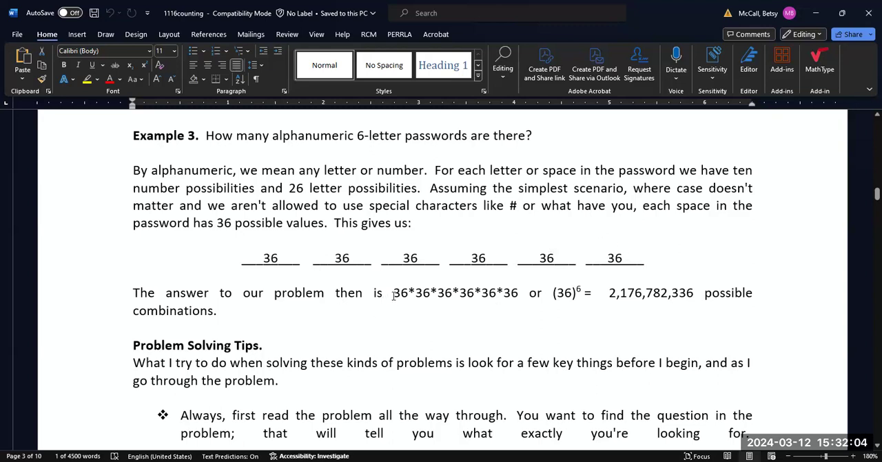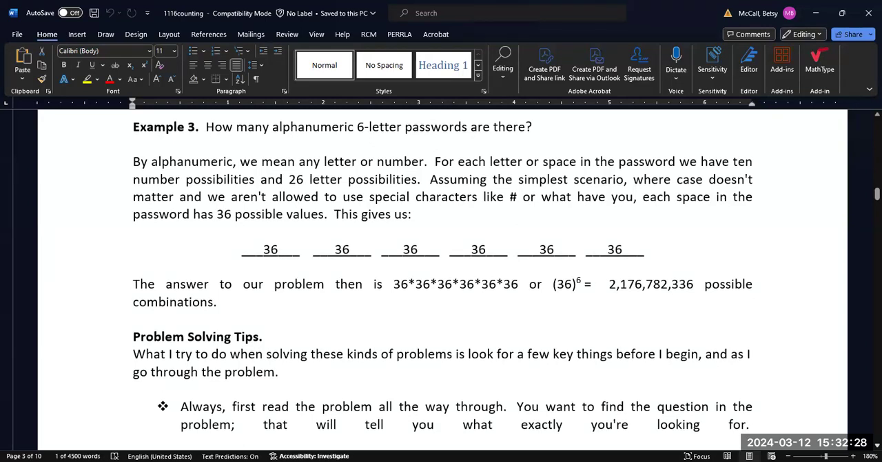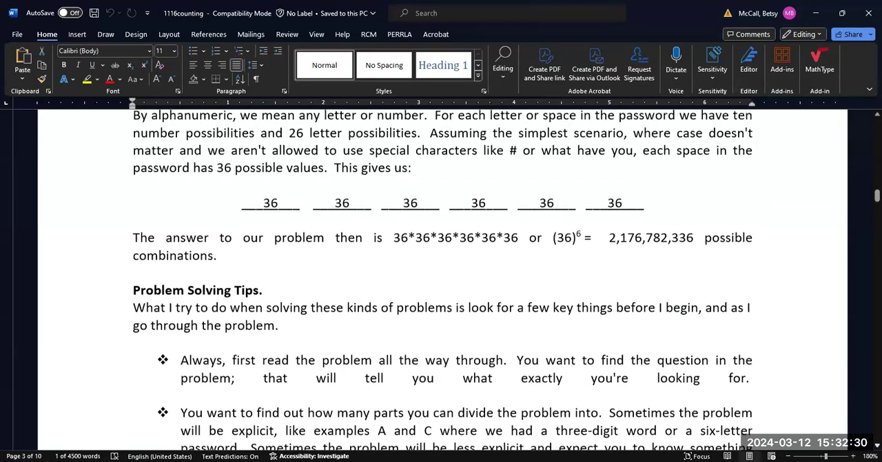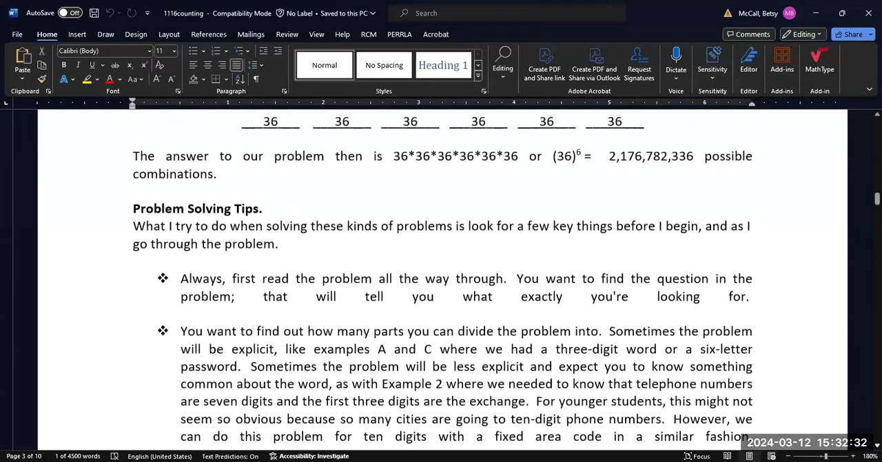And then in theory, you would have 36 to the 6th power, since this is a 6-digit password, 6-letter password, 6-character password, whatever you want to call it. And when you multiply this out, you end up with 2,176,782,336 possible combinations of passwords. And when you add special characters, of course, then the number of options goes way, way up.